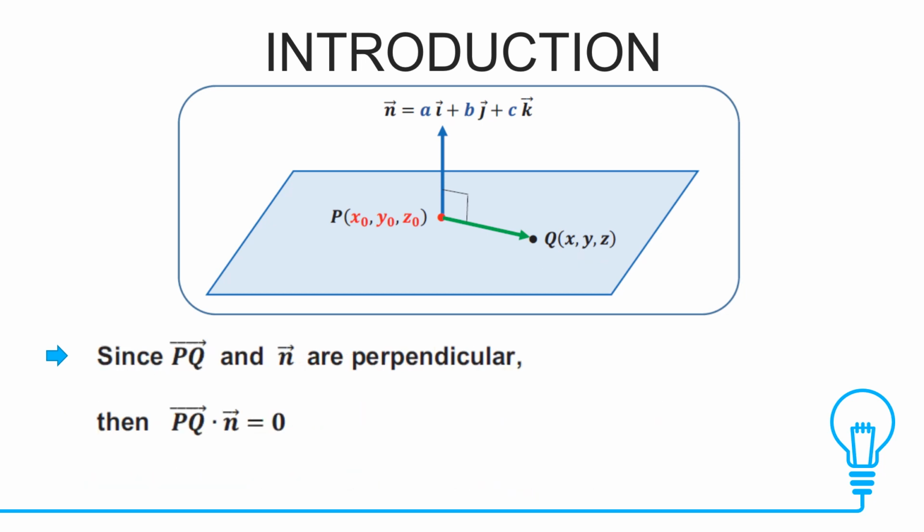Based on 2 points that we have, which are point P and point Q, basically we can produce one vector, which is vector PQ, and vector PQ is perpendicular with vector n. And based on vector dot product that we have learned previously, we can say that vector PQ dot with vector n will be equal to 0.